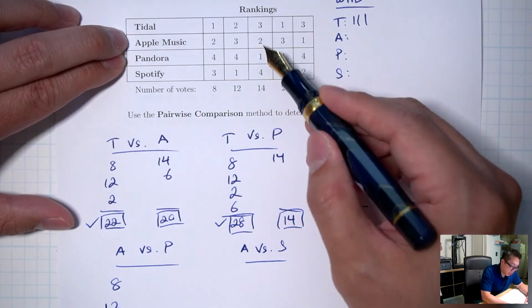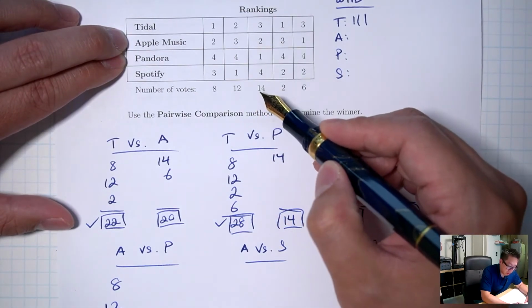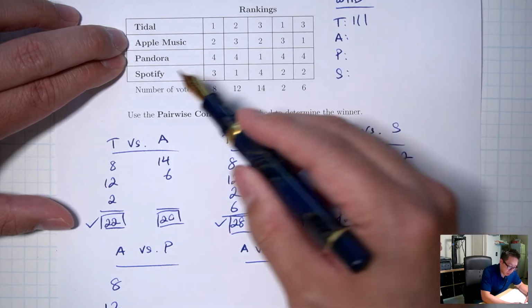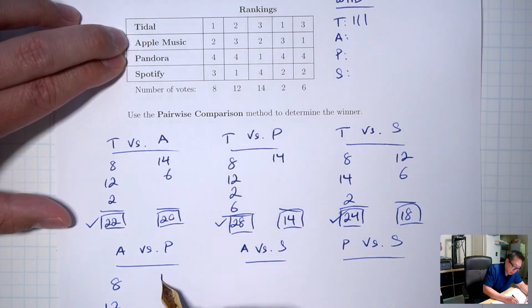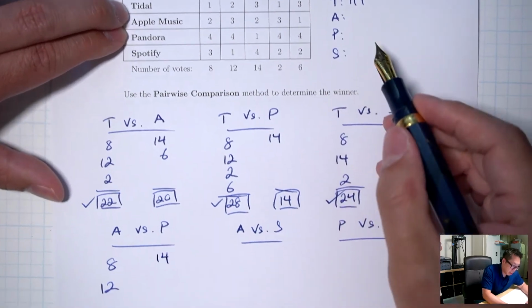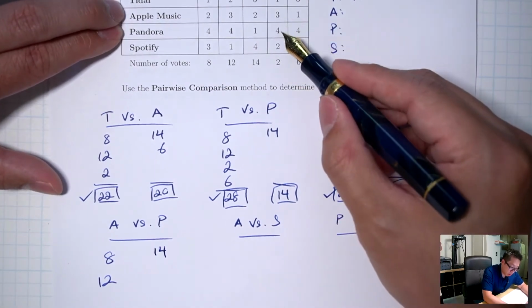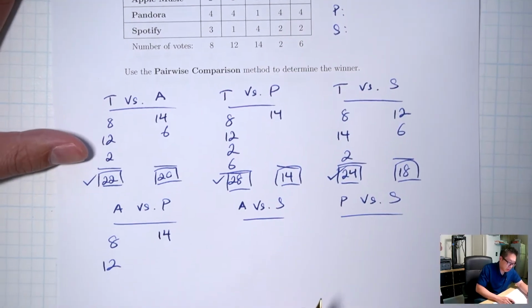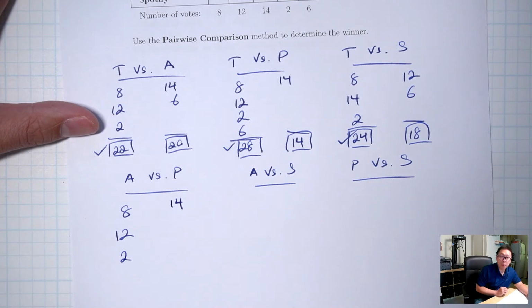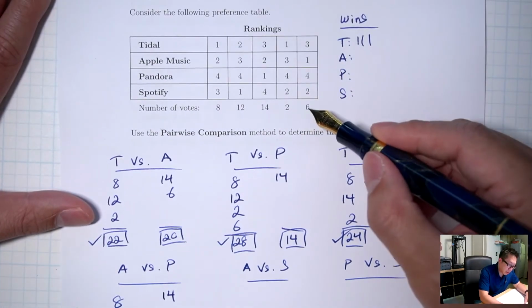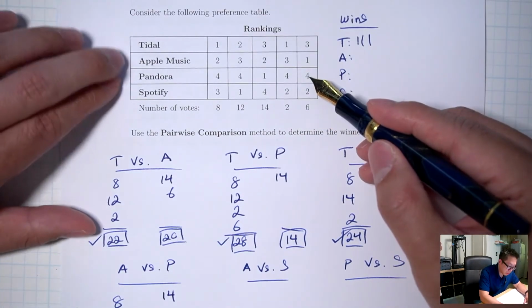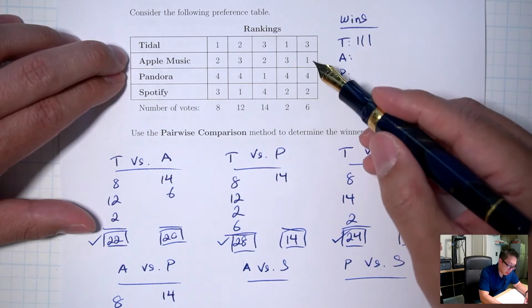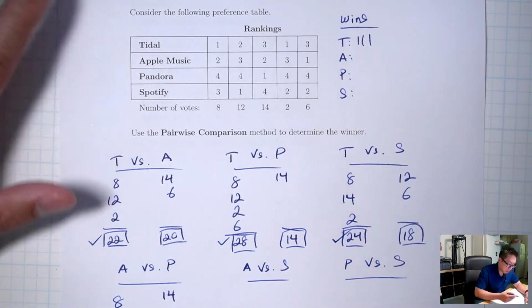14, this is 2 versus 1. These 14 will prefer the 1, which is Pandora. So we'll put 14 under Pandora. And then 2, this is 3 versus 4. These 2 will prefer 3 or 4. It'll be 3, which is Apple. So we'll put 2 for Apple. 6, this is 1 versus 4. 6 will go to the 1, which is Apple.